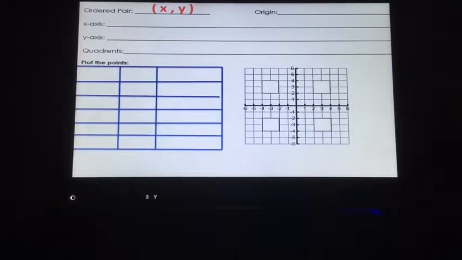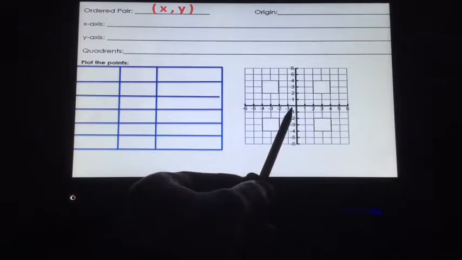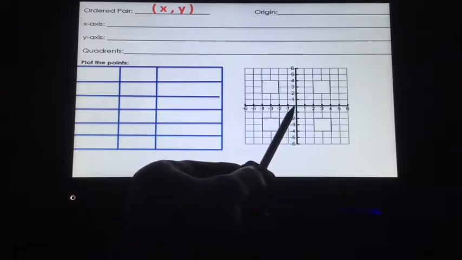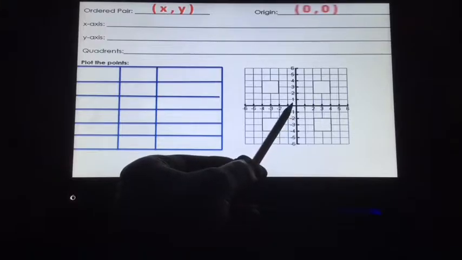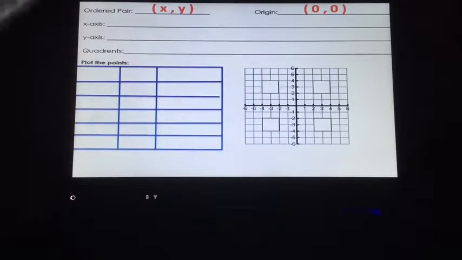Okay, now when you are going to plot a point, you always start at this point right here, where these two thick lines intersect. It's called the origin. And the reason it's called the origin is because that's where you always start. This point, this ordered pair, is the point 0, 0. So go ahead and write that up over here.